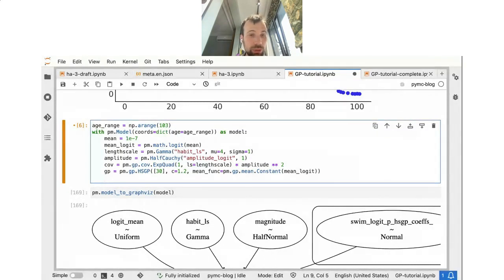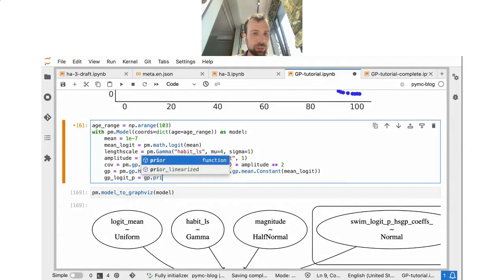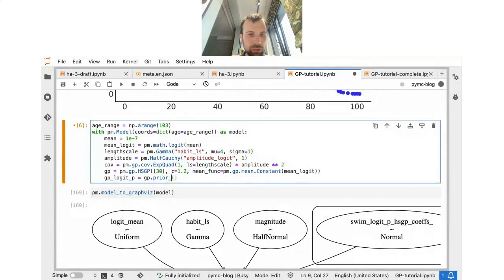Good. So what we do next is we define all our possible choices for every age, including the missing ones. And we do that with gp.prior. There is also a different method, prior linearized, but if you know what you're doing, you can do it with linearized, but I would call you a magician. If you're not a magician, use prior. Magicians, linearized will give you the possibility to have multi-output Gaussian process and something really fancy. We don't need that fancy stuff here.